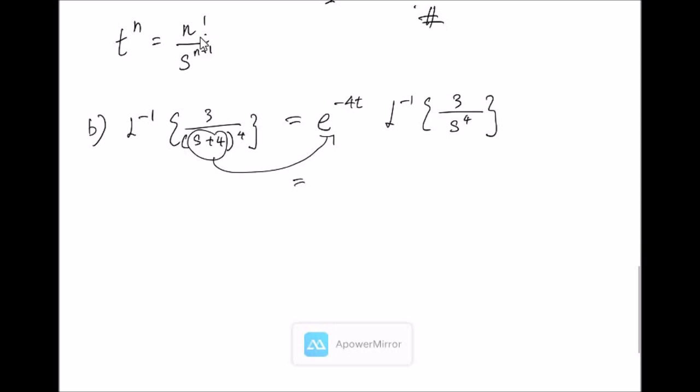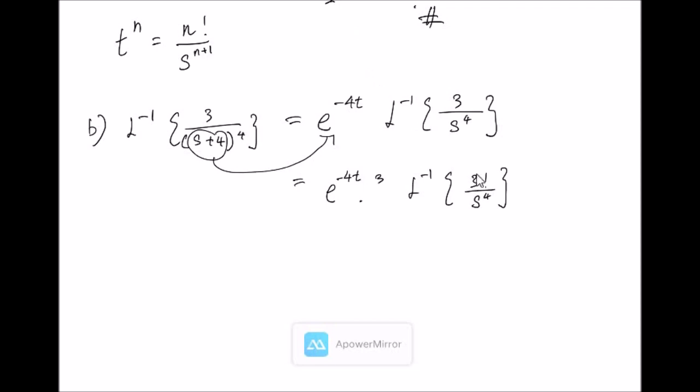Okay, next. When you look at this one, s power of 4, we know that it refers to t power of n, factorial divided by s power of n plus 1. So when s power of 4, it means n is equal to 3 factorial. Okay, 3 factorial. So this 3 is a constant, so I take it out also, 3. And then, for the t power of n, I have 3 factorial divided by s power of 4.